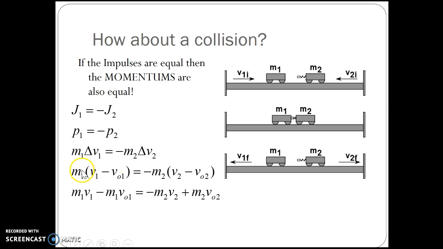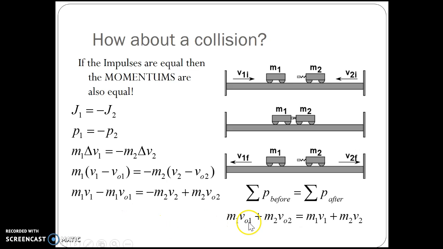I can distribute these masses out. All right, and then I'm going to switch these terms over here. So I'm going to take this M1 V01 and move it over here, take this negative M2 V2 and move it over here, and what I wind up with is this: M1 V01 plus M2 V02 equals M1 V1 plus M2 V2.